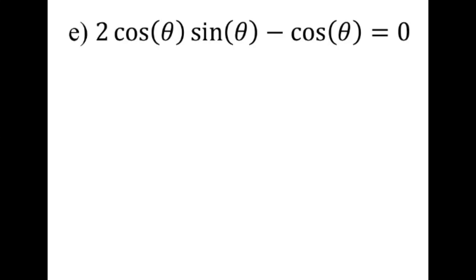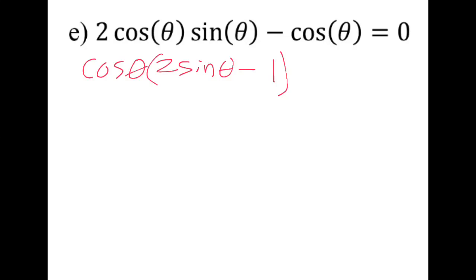Alright, this one, you need to notice that both of these functions have a cosine in them, so we should factor a cosine out. When we do that, what do we get? Well, pull that cosine of theta out front, what's left behind? In that first term, we're left with 2 sine of theta. And then we're subtracting the second term. When you pull that cosine out, you're left with just a minus 1.